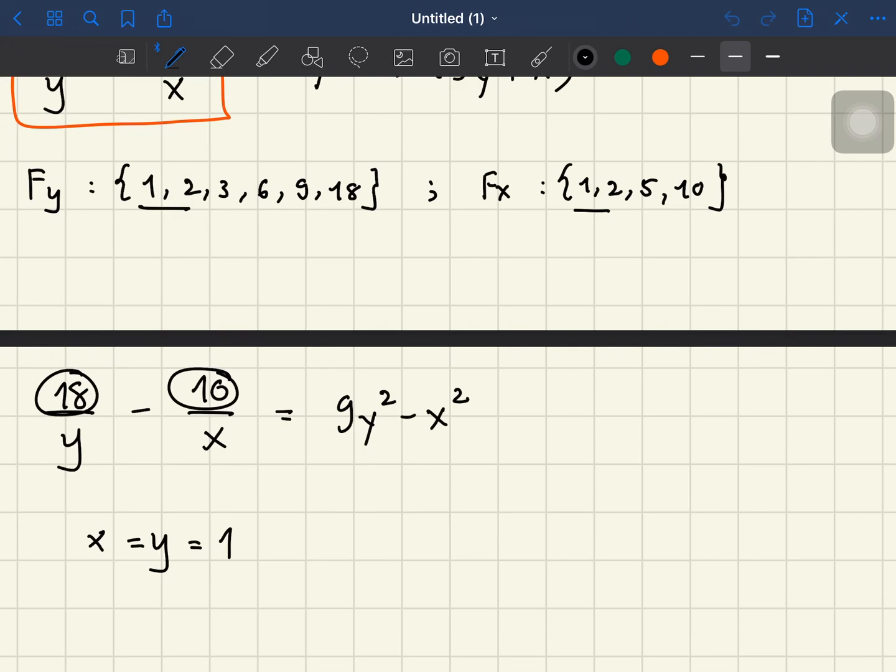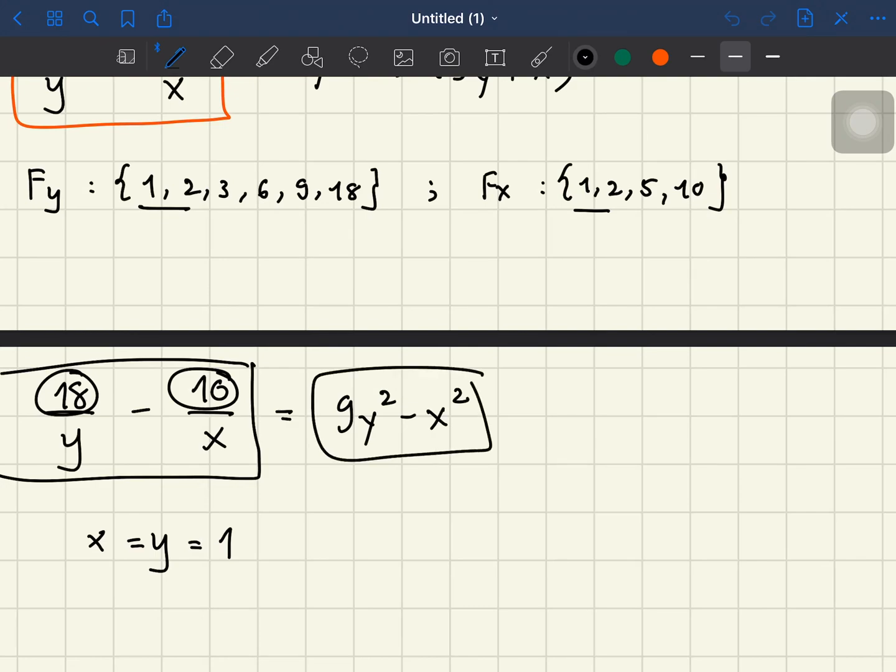So if you try the larger numbers like 2, 3, 6, and 2, 5, you will have to consider the fact that maybe this number here will have a positive or negative value, while this always remains positive, because 9y squared is always larger than x squared, no matter which number of y you are given in this case.